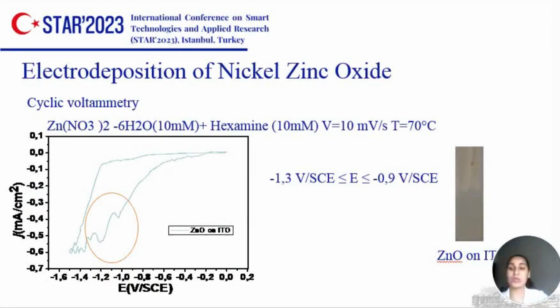In our quest to determine the optimal potential for the electrodeposition of zinc oxide and nickel under these specific conditions, we employed a technique known as cyclic voltammetry. As you can observe in the obtained voltammogram, there are several distinct anodic peaks. These peaks indicate the potential range we can apply.